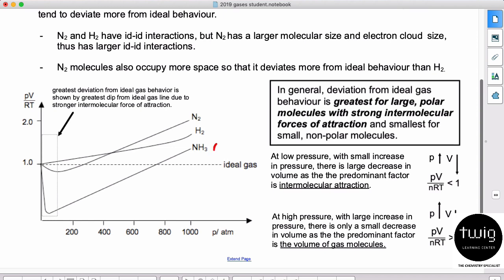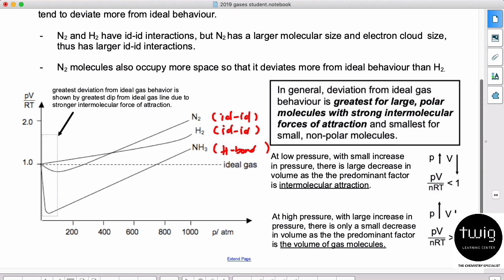So ammonia has what kind of intermolecular force? Hydrogen bond, because there's an H attached to an N, one of the FON. It's a hydrogen bond, quite strong. Hydrogen and nitrogen, what kind of intermolecular force? ID, because they're all non-polar. Good, non-polar, ID. So let's think through. Which one's stronger, ID in nitrogen or hydrogen?